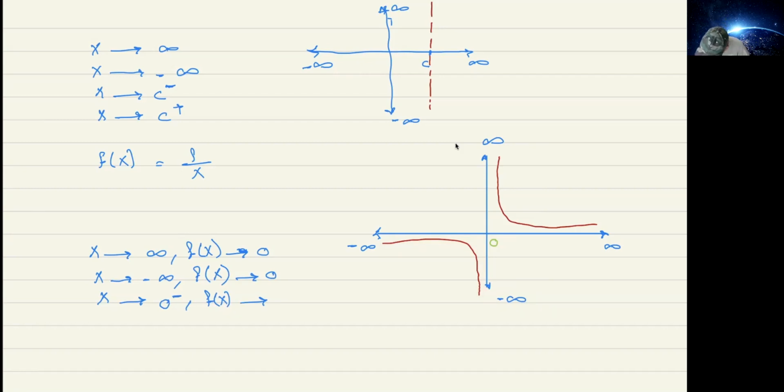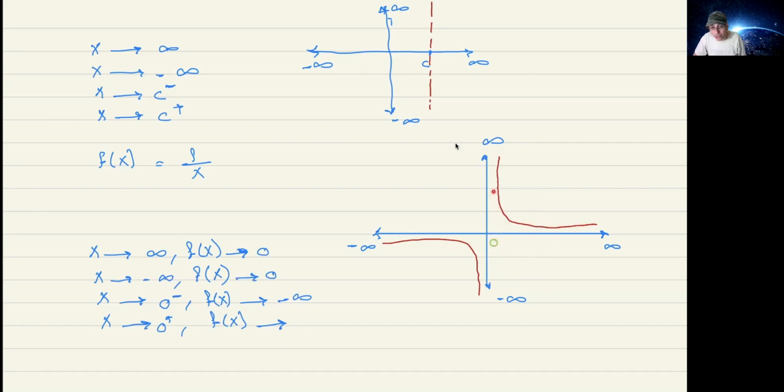Correct. Let's try when x goes to 0 positive. f of x goes to where? Again, let's do that. Here is the positive side, so I'm going to go from infinity to 0 from the positive side. And here x, this is a 0, 0 plus. So I'm going to follow the function.